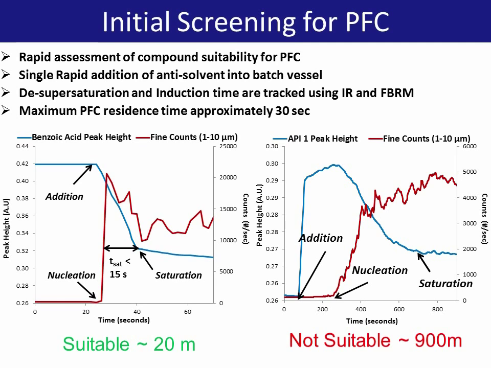which is clearly suitable. This contrasts to another API with much slower growth and nucleation kinetics. In this case, a reverse addition was carried out in order to maximize the initial supersaturation. However, it can be seen that after adding the feed solution, it takes almost 3 minutes to nucleate and a further 6 to 7 minutes to reach saturation. Using the same metric as applied to the benzoic acid test, this would require a tube of approximately 900 meters in order to allow the crystallization to reach completion, and hence is not really a viable candidate for this type of plug flow crystallization.